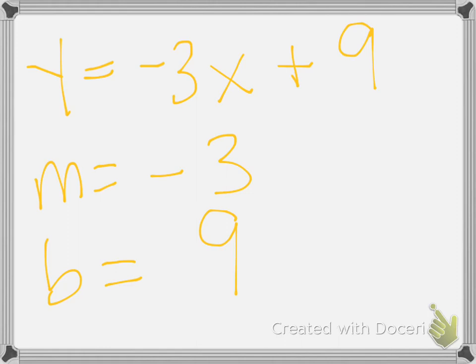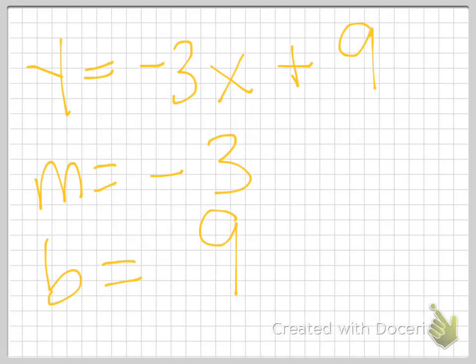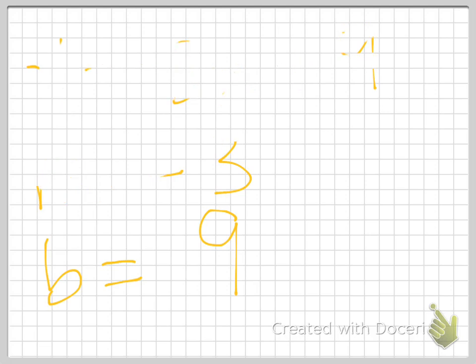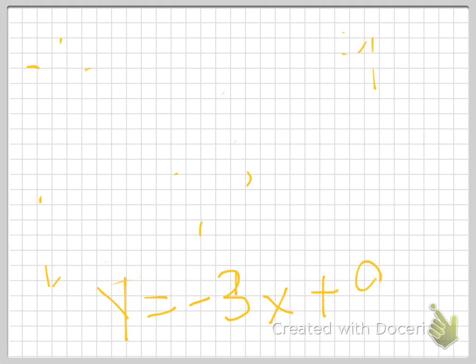So if I go to graph that, let me erase this. Let's see, y equals -3x plus 9. I'll write it down here. Okay, I'm going to draw my x and y axis.